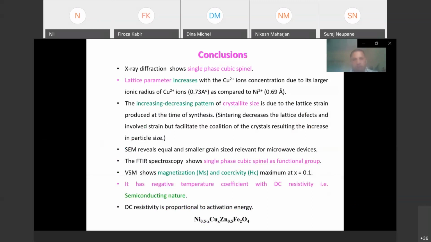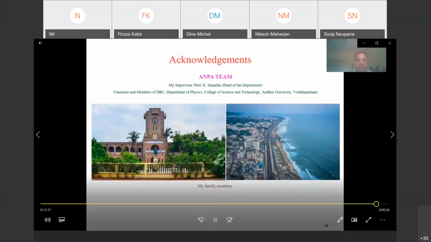and other factors. And the sample shows smaller grain size, which is relevant for microwave devices. FTIR shows single phase cubic spinel. Magnetization and coercivity is maximum at 0.1, and it has a negative temperature coefficient of resistance, that is, it is semiconducting in nature, and finally, DC resistivity shows copper activation. So, this is how I conclude my presentation.